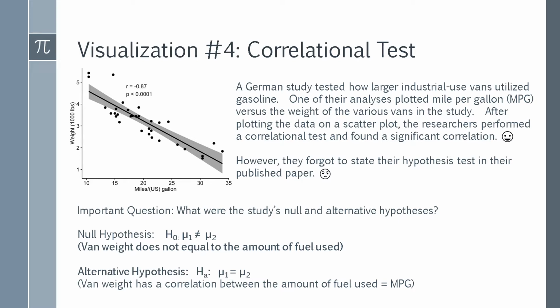I calculate a significance value of at most 0.01, and I reject the null hypothesis here. There is a correlation between the weight of the vans and the miles per gallon that they get. The heavier the van, the fewer miles per gallon. So my p-value is 0.0001, and being 0.0001, I reject the null hypothesis.